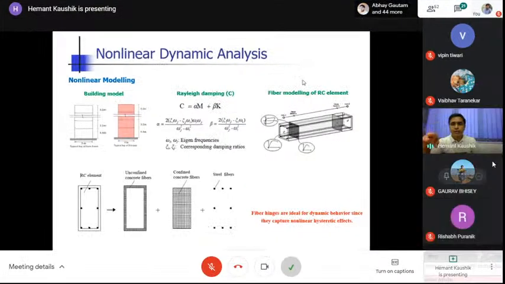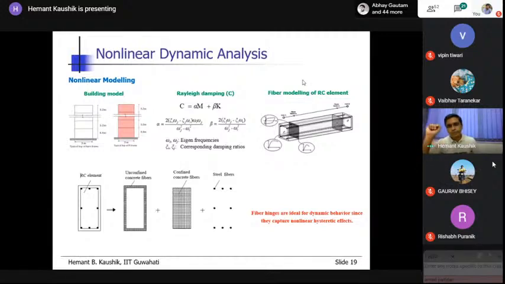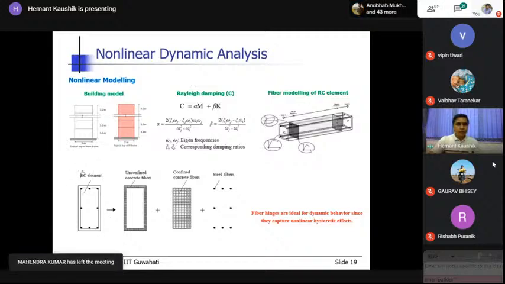So fiber modeling means you divide the member into different fibers along the length of the member. So if you see here, this is the RC element section. This is the unconfined concrete fibers, right, outside the stirrups. And these are the confined concrete fibers inside the stirrups. And these are the steel fibers. Okay, so this RC element section is a combination of these three.